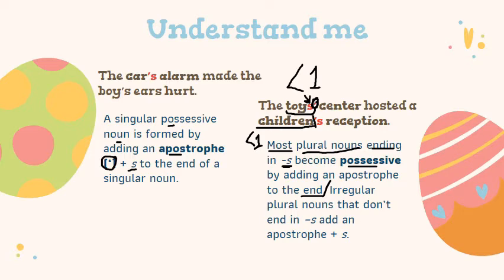If it's irregular, it means it doesn't end with an s. So what should I do? I should put the apostrophe, then the letter s.